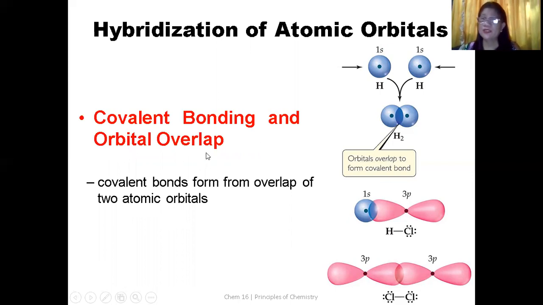And orbital overlapping. How will you know there will be overlapping? For instance, orbitals overlap to form a covalent bond. Overlap means they share. That is one hydrogen and another hydrogen. What is the maximum for hydrogen? Two. So one electron from one hydrogen and another electron from the other hydrogen, they will just share. So there is an overlap. They share two electrons, one hydrogen atom and another hydrogen atom.